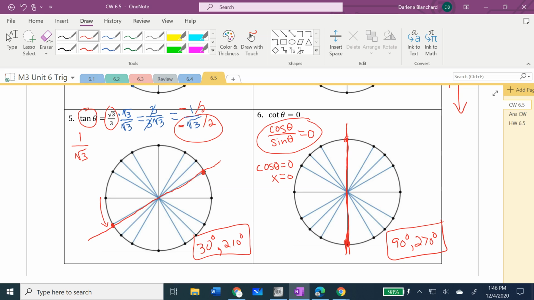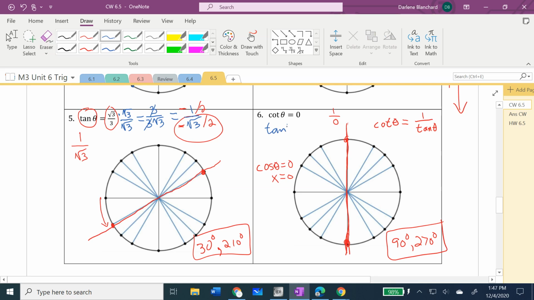I got the 1/0 because what I did was I looked at cotangent's reciprocal as tangent. 0's reciprocal is 1 over 0. When you reciprocate something, you put it underneath of a 0. So what I do is I look at cotangent and think its reciprocal is tangent. And then I look at 0 and think its reciprocal is undefined. And tangent has an undefined slope at these 2 points.